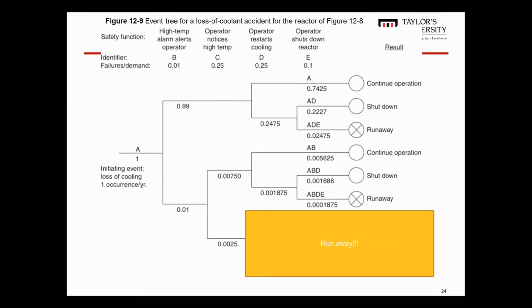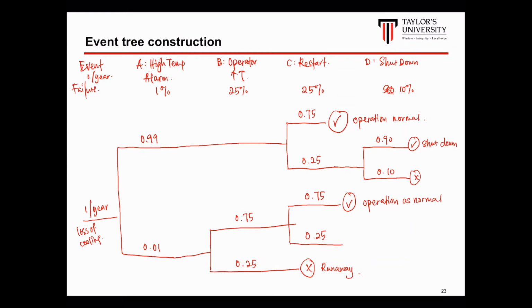Let me go back to the earlier slide. Then we have a runaway. Same thing here: 90% of the time you get to shut down, and 10% of the time you have a runaway scenario.